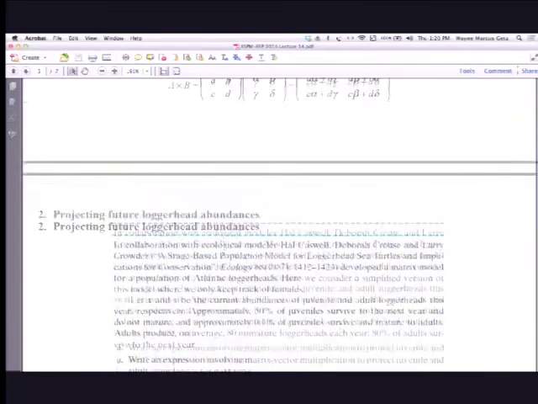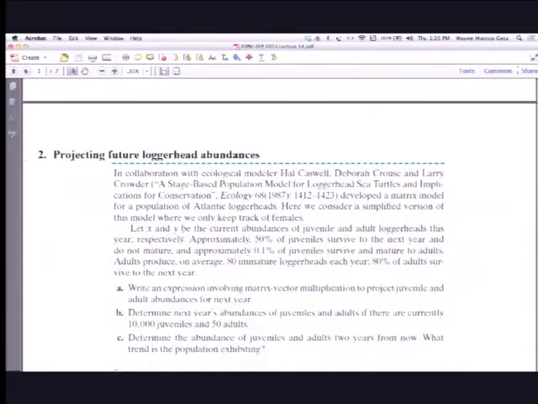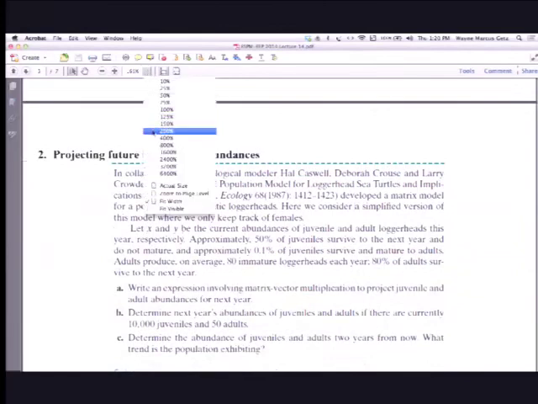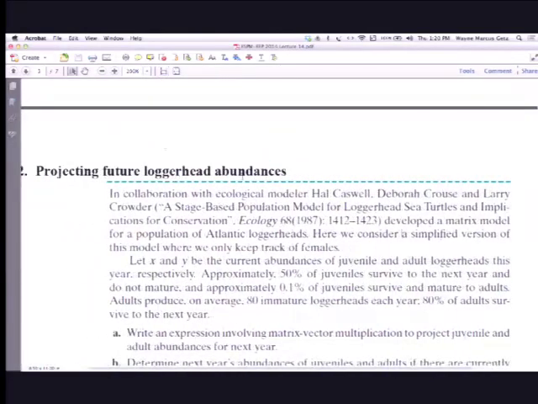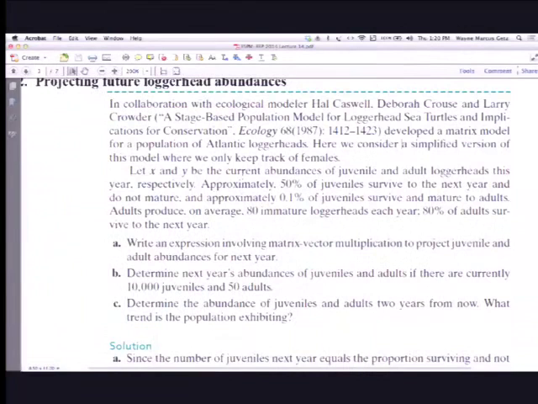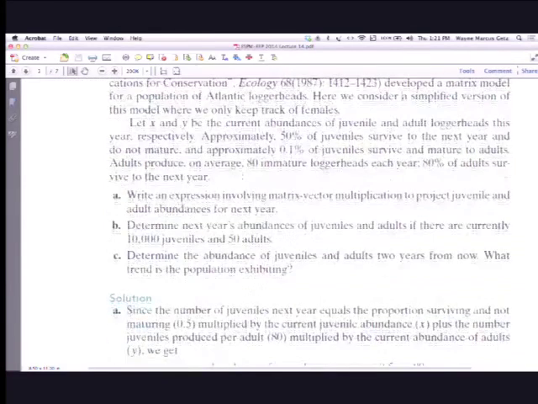Now this model takes a very simple approach. Let x and y be the current abundances of juveniles and adult loggerheads. We're making the assumption that approximately 50% of juveniles survive to the next year and do not mature, and approximately 0.1% of juveniles survive to become adults. Adults on average produce 80 immature loggerheads each year, and 80% of adults survive to the next year.